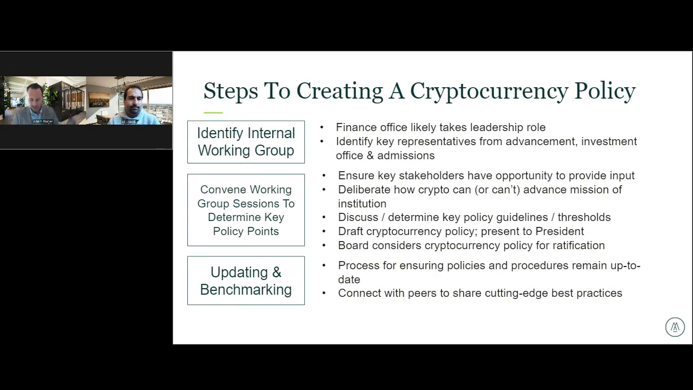Lastly, I'm just going to talk about steps to creating a cryptocurrency policy. The first step is to create a working group, an internal working group. And as we mentioned earlier, the finance office really should be the one to take the lead here. But there should be representatives, I would say, from across the institution, at least where cryptocurrency touches.